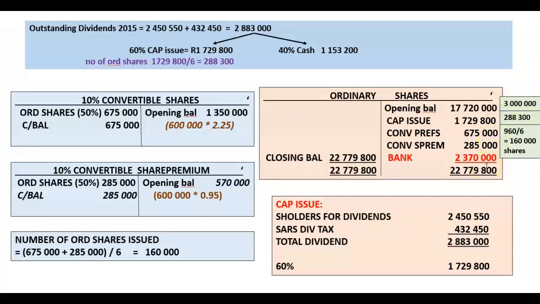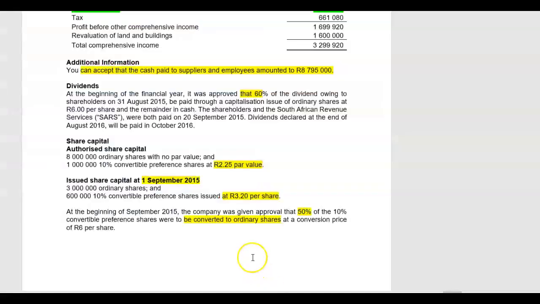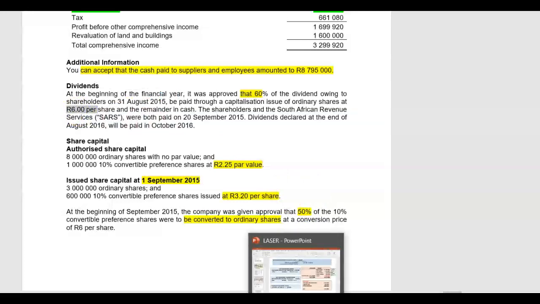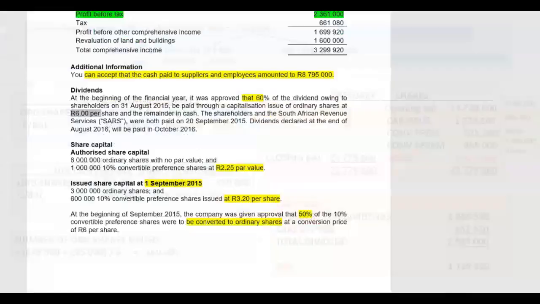Now you can work out here the number of shares which was issued. I don't actually need that in this question, but I could have told you that at the end of the year a dividend of X cents per share was declared, and then you had to work out some of these things. So it opened up with 3 million shares, and this 1,729,800 divided by the issue price, which was 6 Rand per share, would have given you the number of shares which was issued.